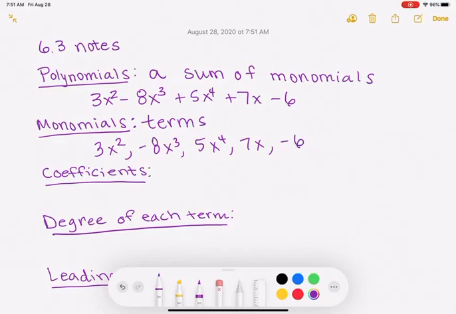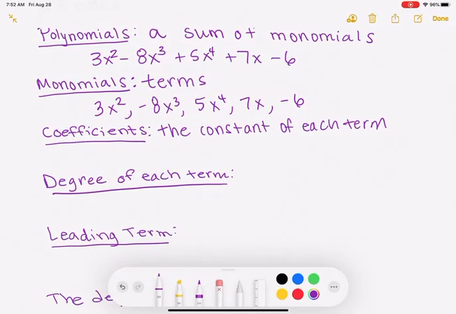Coefficients. All that means is the constant of each term, and constant just means the number out front. So the term 3x squared, the constant for that is 3. The constant in negative 8x cubed, just that number out front, is negative 8. Then we also have 5 for 5x to the fourth. The constant for the term 7x is 7. And finally, negative 6 is just negative 6.